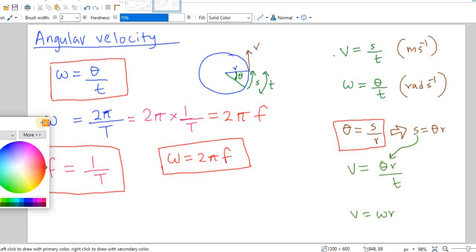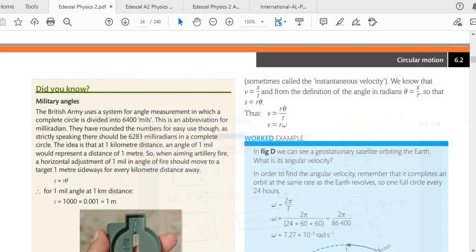Okay, then this you already know, the normal equation, displacement divided by time, that is velocity. Then you have this, v equals omega r, very important. So remember, this v is the normal velocity, not angular. Angular velocity, we'll write the unit here, omega. Omega is the last letter in the Greek alphabet, the 24th letter.